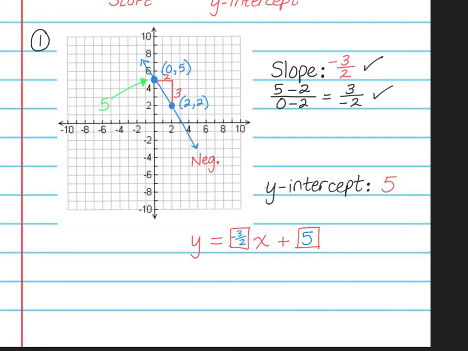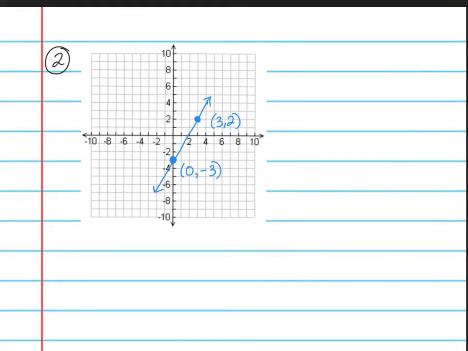I'm just going to rewrite it without the boxes. So y equals negative 3 over 2x plus 5. So that is the answer for the equation of this first line. Please pause the video and get set up for the second example.